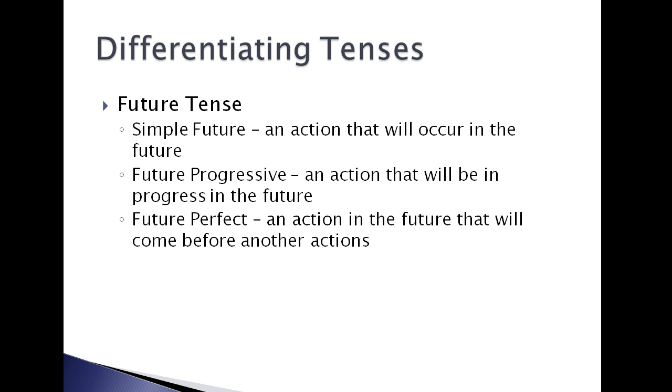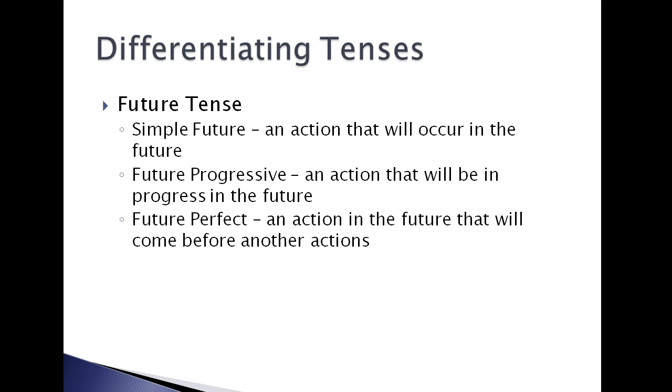Future tense also has these three same verb tenses. The simple future is an action that will occur in the future. It hasn't happened yet, but it only will happen in the future. Future progressive is an action that will be in progress in the future.